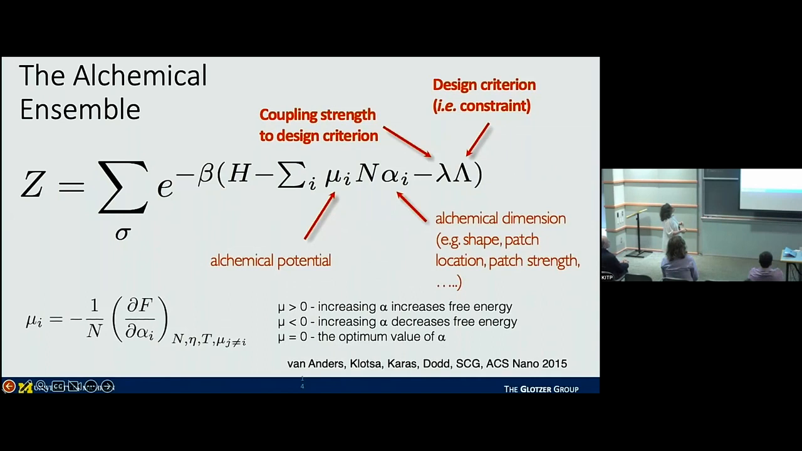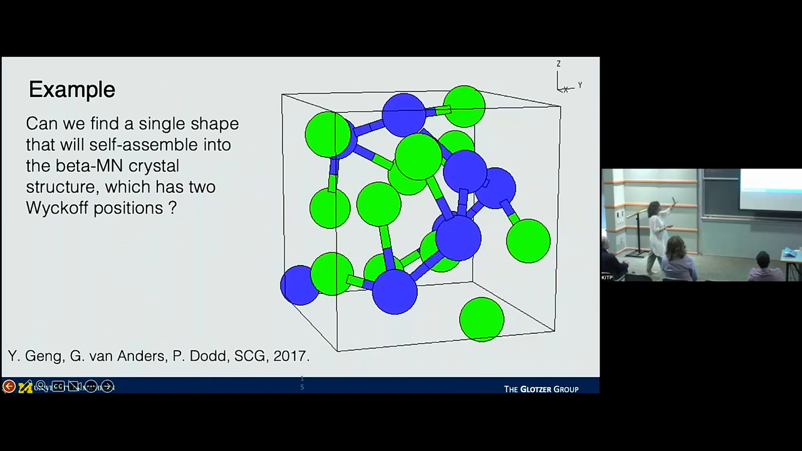And then you could also put in a design constraint, right? And so you can tell it, this is what I want the system to be. What should my particle look like? So here's an old example, where let's say we want to find a particle shape that will entropically self-assemble into a beta manganese crystal. It has 20 particles in the unit cell.